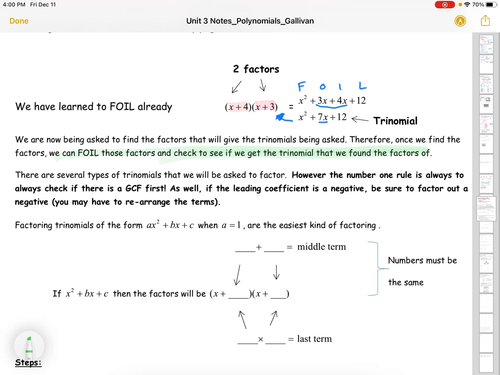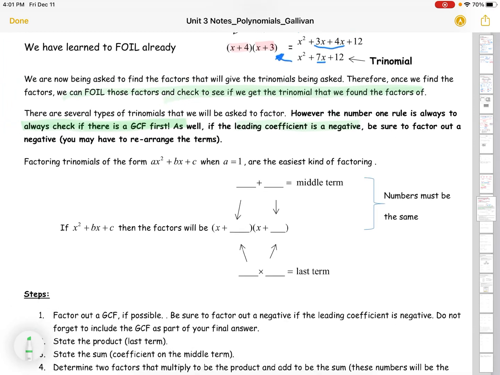Now, there's several different types of trinomials that we're going to be asked to factor. However, the number one rule, regardless of what you're doing, is always common factor first. Take out the greatest common factor to simplify it. It's going to make your life easier. As well, if the leading coefficient is negative, you want to factor out a -1, okay? You may have to rearrange the terms.